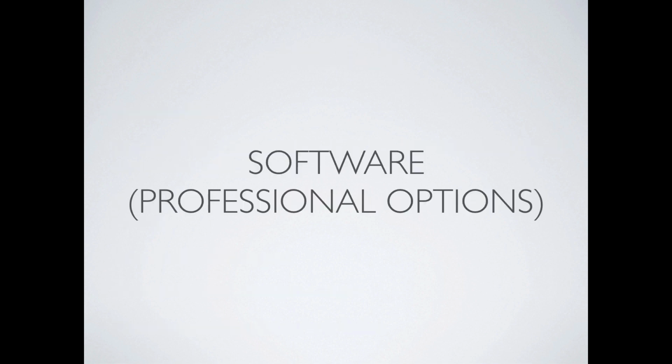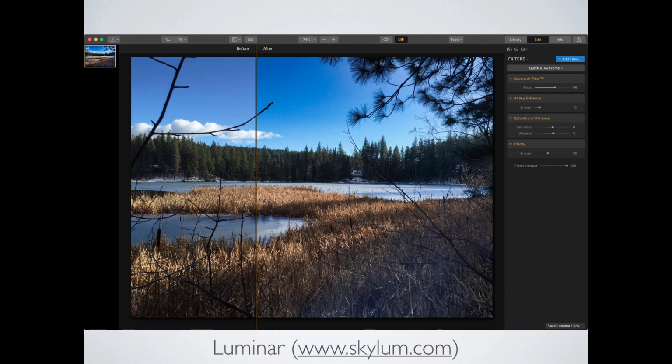Professional options. A couple different professional options here. I'm including something for the first time. I haven't ever included this in my lectures before. It's a relatively new product called Luminar. It's by a company called Skylum. And I would say this is a really good hybrid between the advanced professional options and the free options. It costs about $70 to get it, and it has some incredible features built in.